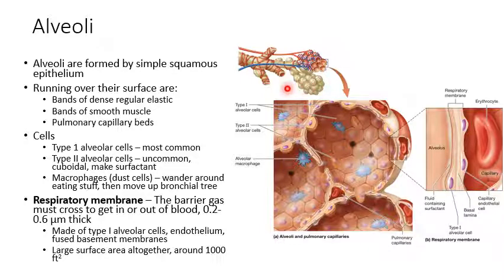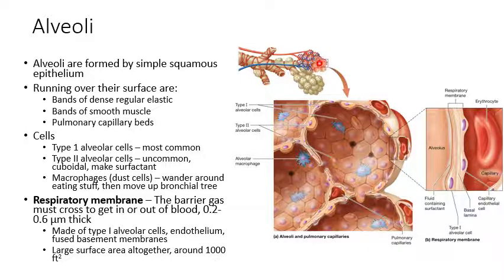You also have little bands of smooth muscle. That's actually not shown in this image, but you do have itsy bitsy bands of smooth muscle running across the alveoli. And finally, you have bunches of capillaries. Every alveolus is surrounded by a network of capillaries of the pulmonary circuit.